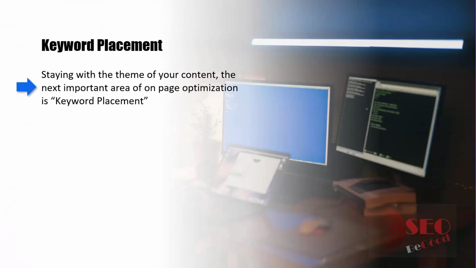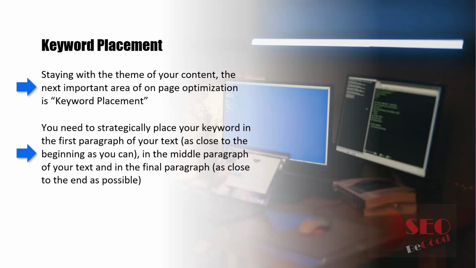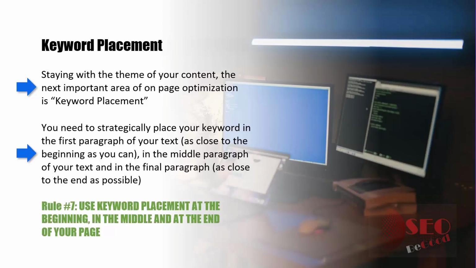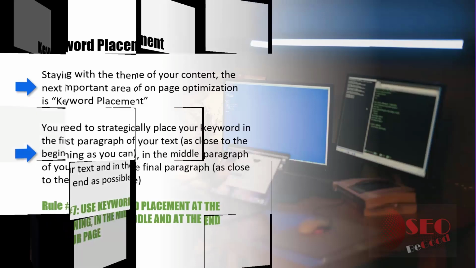Staying with the theme of your content, the next important area of on-page optimization is keyword placement. You need to strategically place your keyword in the first paragraph of your text, as close to the beginning as you can, in the middle paragraph of your text, and in the final paragraph, as close to the end as possible. So, the 7th rule of on-page optimization is use keyword placement at the beginning, in the middle, and at the end of your page.